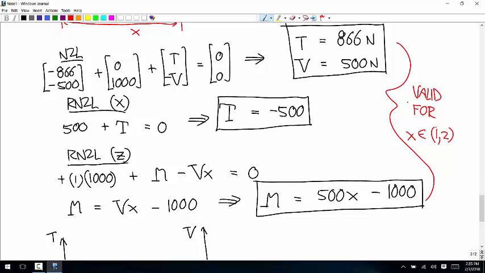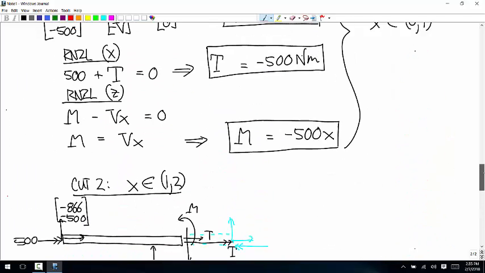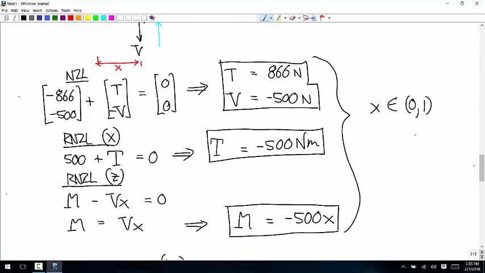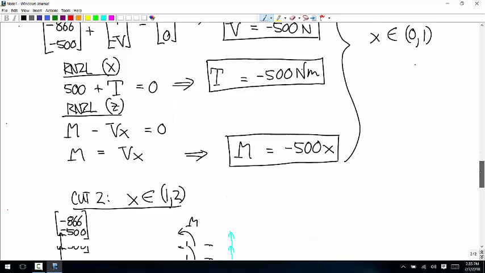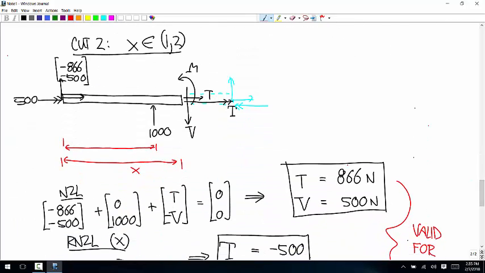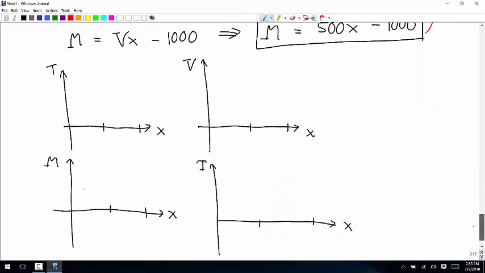Okay, so let's first look at the tension. For the first cut, from 0 to 1, the tension is positive 866. For the second cut, it's also positive 866. So the tension in this beam is constant with a value of 866. So is the beam in tension or compression? Positive is tension, negative is compression. So yeah, this is in tension the whole way.